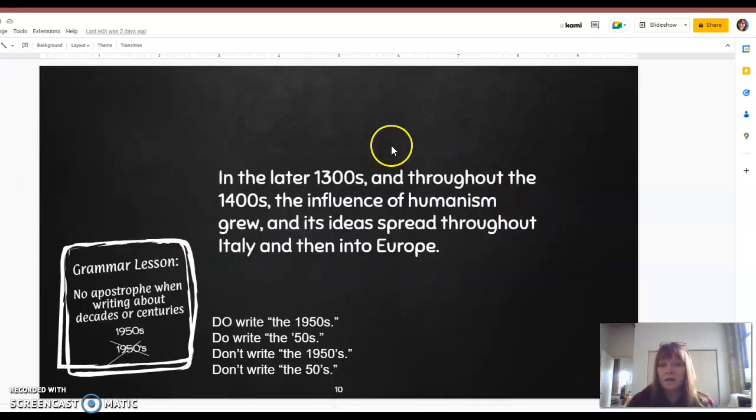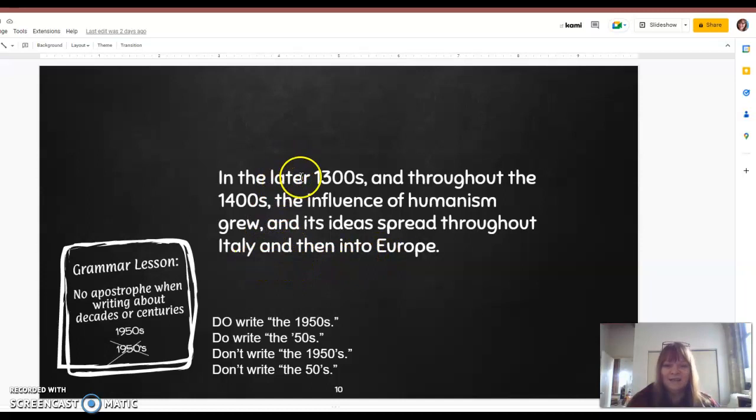In the later 1300s and throughout the 1400s, the influence of humanism grew and it spread, as these ideas typically do, in the world. And so it left Italy and went into greater parts of Europe. I thought I would just do a very small little grammar lesson here.